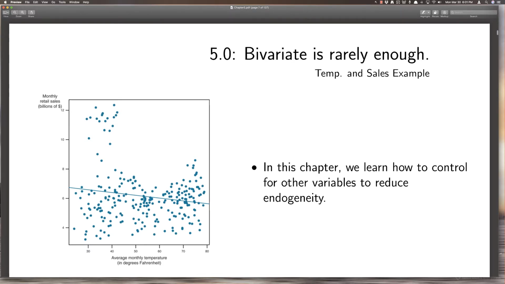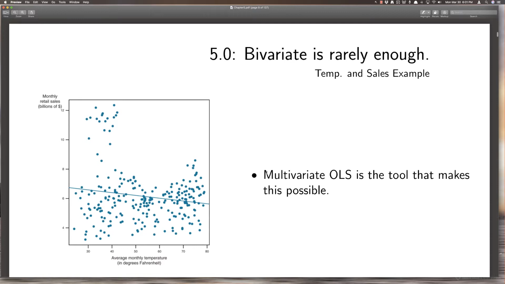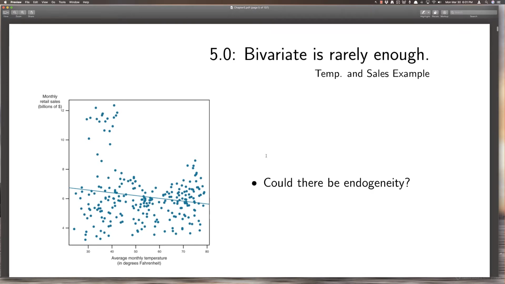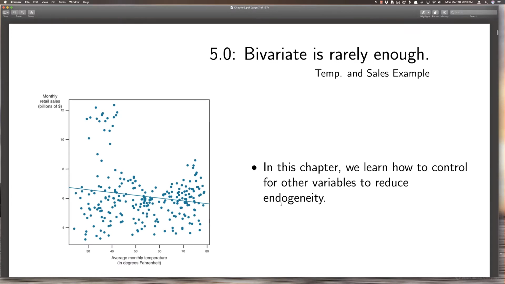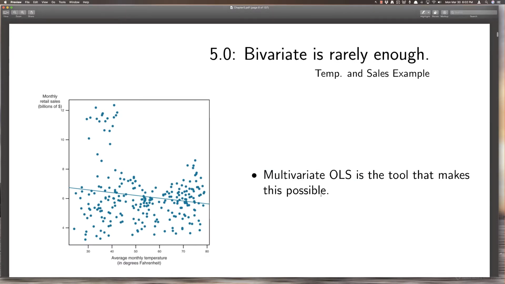We're going to learn how to control for these other types of variables, and this is the language we use in econometrics. We're going to say that those z's, those omitted variables that are correlated with x and y, we're going to pull them into the model, and we're going to call them control variables. The technique is now going to be called multivariate OLS. Before it was bivariate OLS: we just had one dependent variable, one independent variable, two variables. Now we're going to have a multivariate regression, and the tool works basically the same.